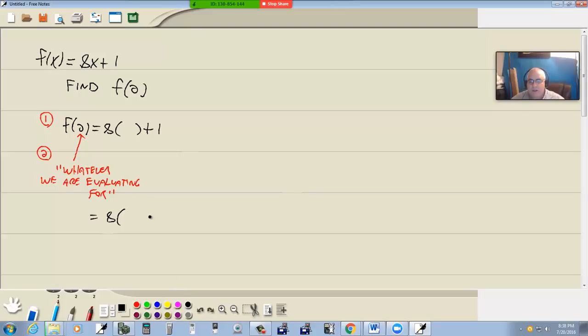So we're going to plug 2 into the parentheses. Again, whatever's right here is what we're going to plug in down here. And then step 3 is to simplify. Well, 8 times 2 is 16 plus 1. 16 plus 1 gives us 17. And that would be our answer.